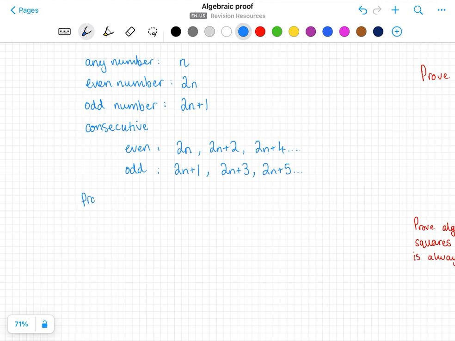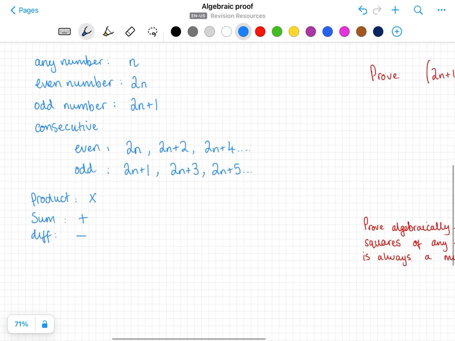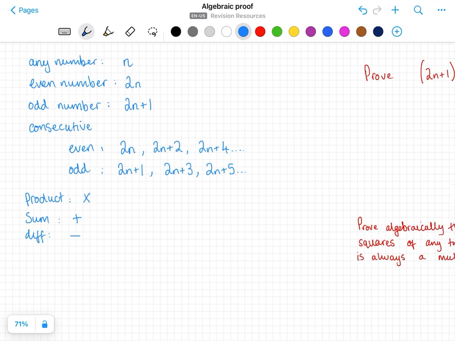Then it's knowing the terms product, sum, and difference. Product is when you are multiplying the values together, sum, adding, difference, subtraction. And these are the basics of algebraic proof. If we know that, we can answer any algebraic proof question.